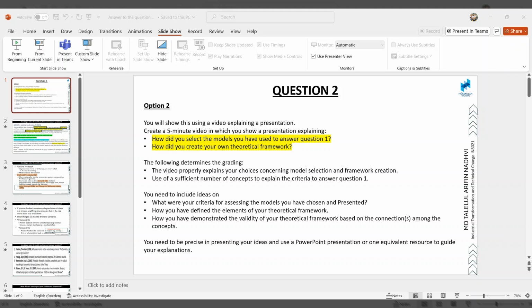Question 2 has two parts. One is how I selected the models that I used to answer question 1, and the second part I will describe later. To answer this question, I have to understand question 1 first.